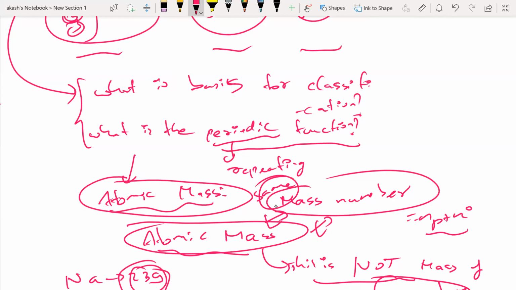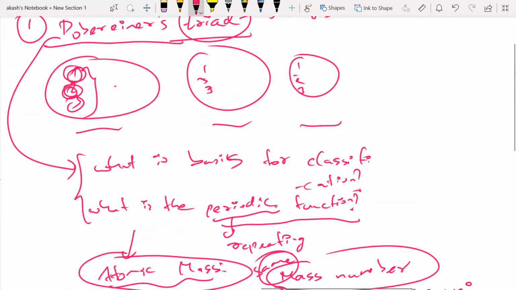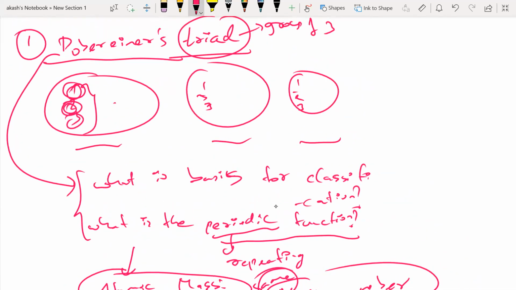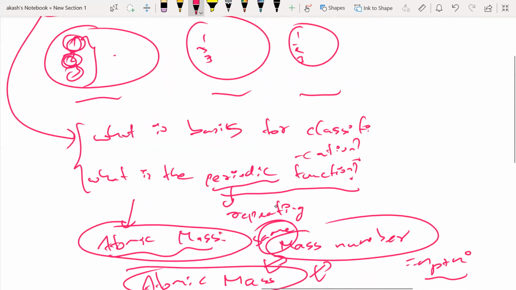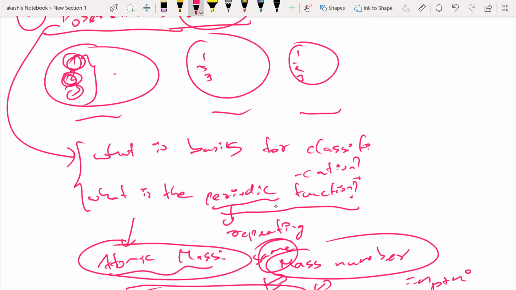Right, fine. So we understood that in Dobereiner's triads, he used atomic mass as a periodic function. Every element will have its own atomic mass. How exactly did he do this? What he did is that he put 3 elements in one group, one triad, based on a fact I'm going to tell you.